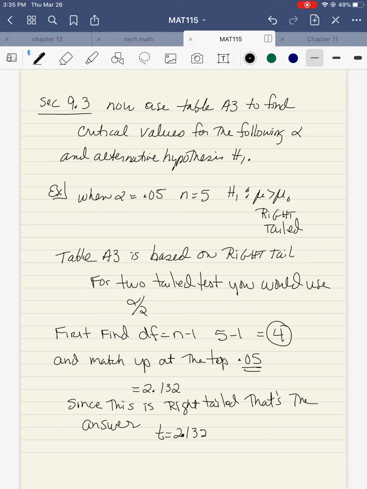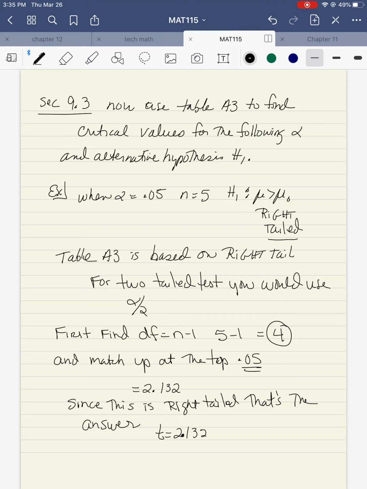Section 9.3. Now we're going to use table A3 to find the critical values for the following alpha and alternative hypothesis. So when alpha is 0.05, n is equal to 5, the alternative says it's greater than mu. This is a right-tailed test. Again, anything greater than is right-tailed. Table A3 is based on right-tailed tests. For a two-tailed test, I would have to divide alpha by 2.